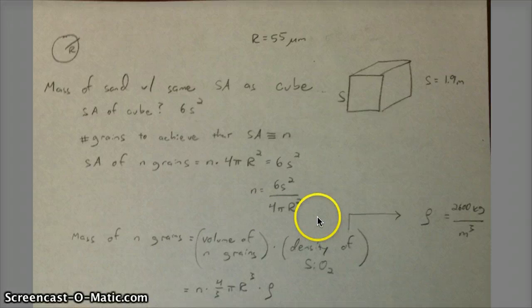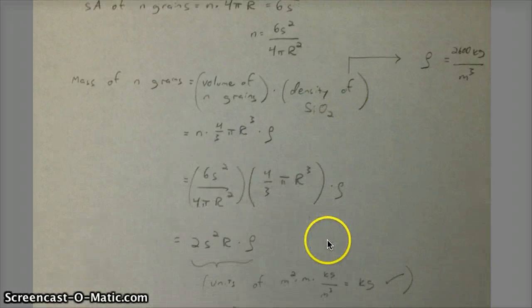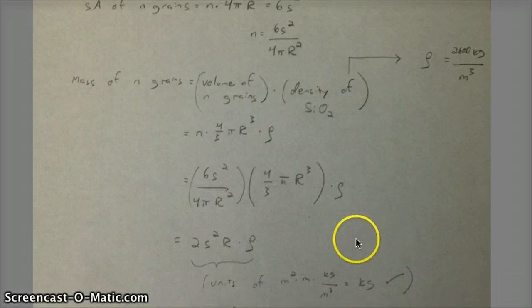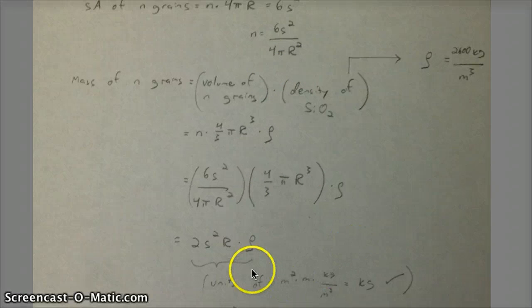The volume of n grains of sand is n times the volume of each grain, and each grain of sand has a volume of 4/3 pi r cubed. And the density was rho, which is given in the problem. Substituting our value for n, 6s squared over 4 pi r squared, we do some algebra and cancellation, and the next thing I like to do is check my units and make sure they work. Do the units here work?